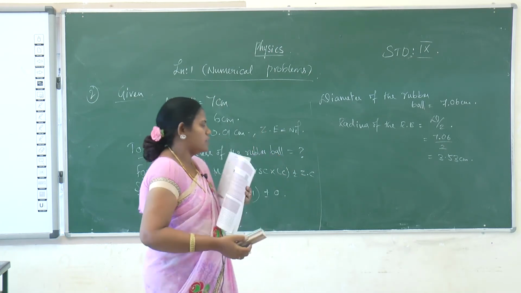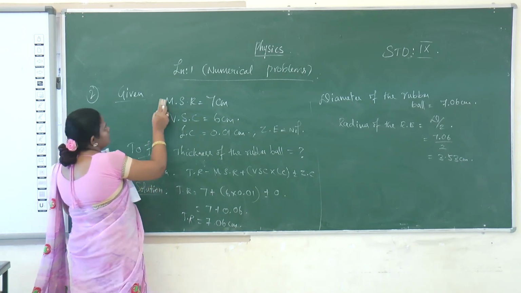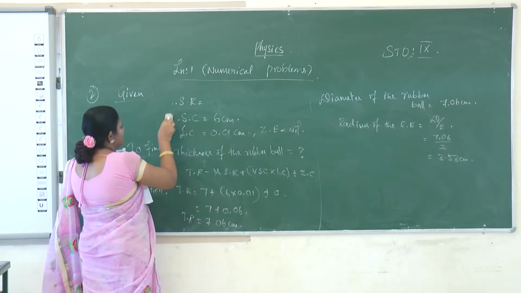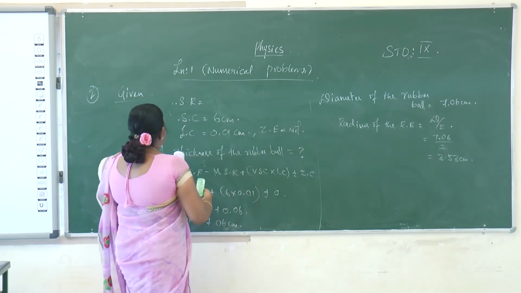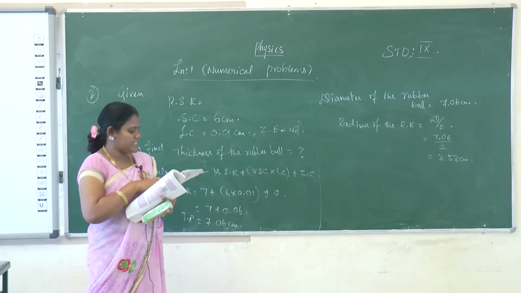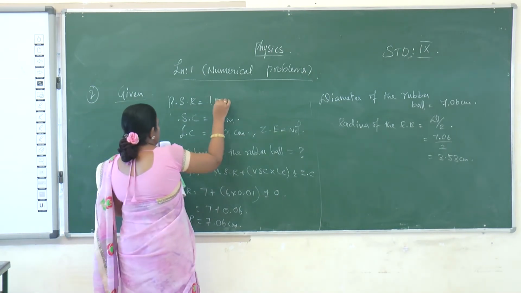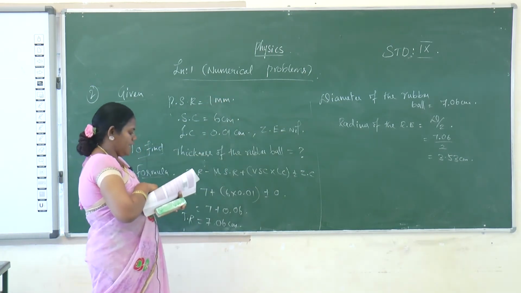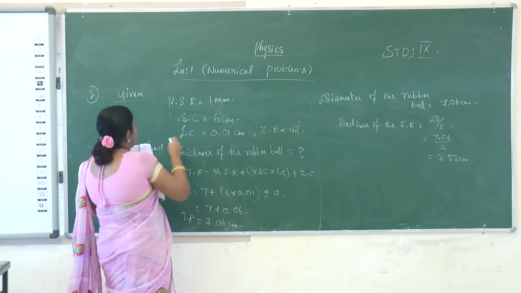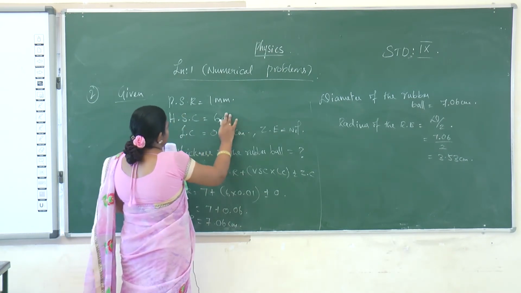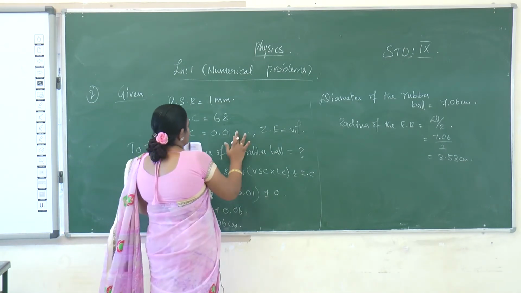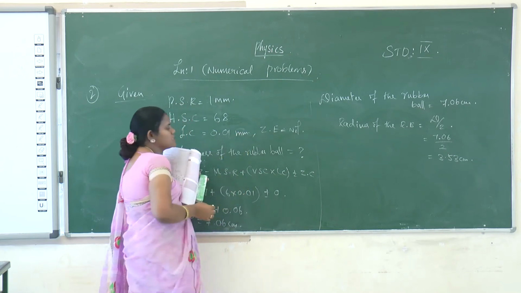So first mention the given values. What's the value for pitch scale reading? Pitch scale reading, head scale coincidence, least count and zero error. First, the pitch scale reading, that is the PSR value. What's the given value? PSR value is 1 millimeter. Head scale coincidence is 68. Least count is 0.01 millimeter. Not a centimeter. In vernier caliper it is centimeter, but in screw gauge it is millimeter.